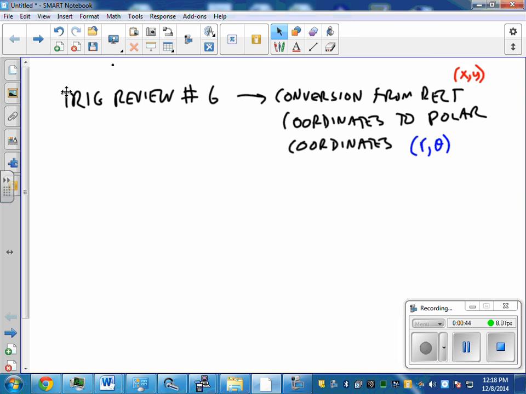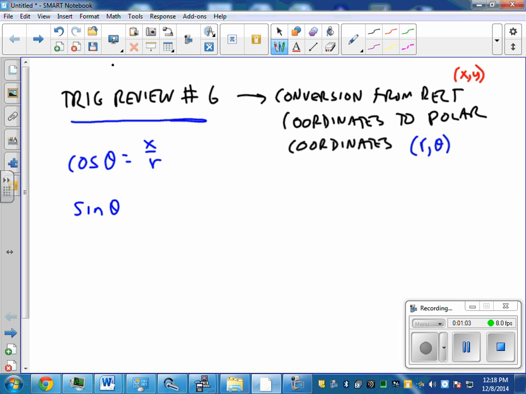And as I alluded to on recording number 5, we noted that this is very closely related to the idea that the cosine of theta was x over r, and the sine of theta was y over r. And we also had the tangent of theta was y over x. But let's investigate these things just a little bit more closely.